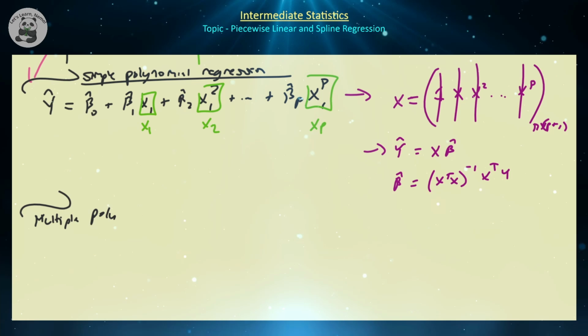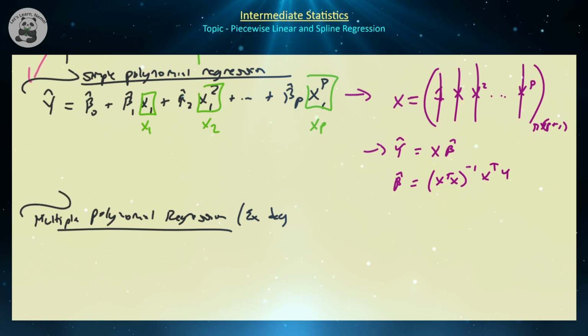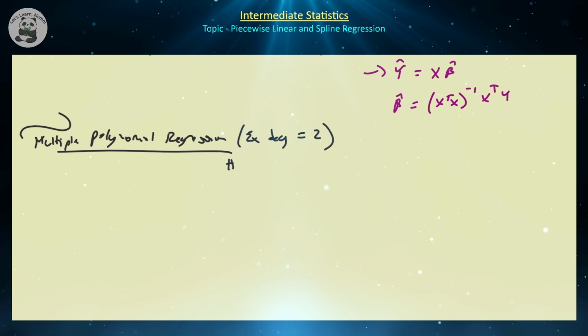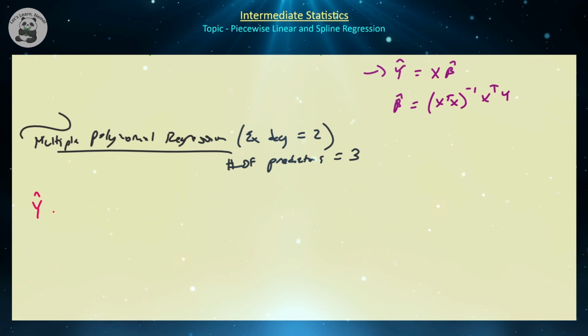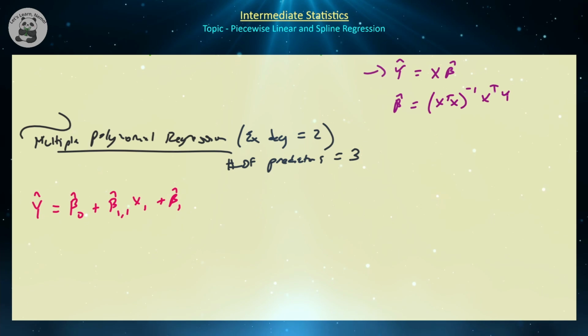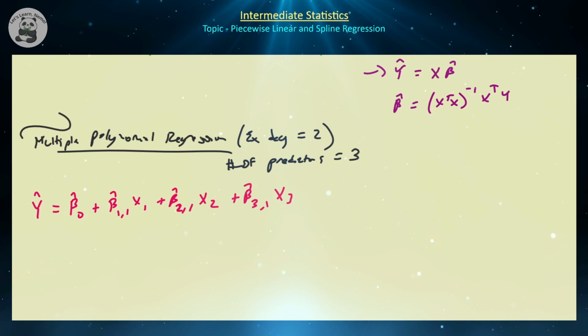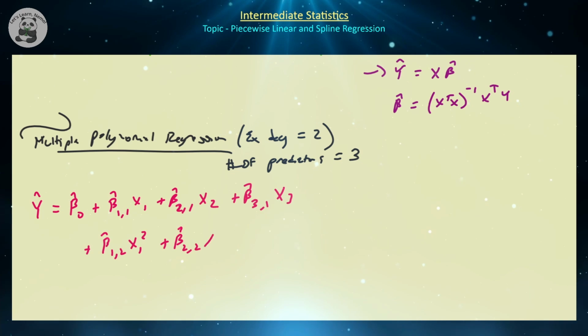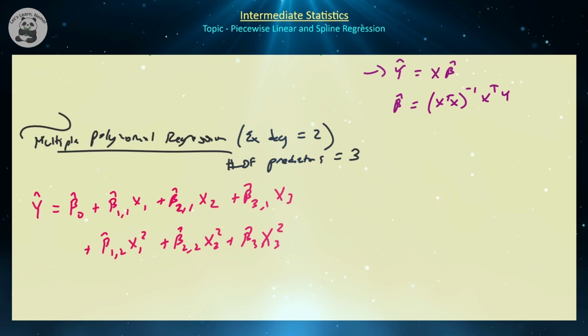So multiple polynomial regression. For example, to keep things simple, let's assume we want to do a multiple polynomial regression model of degree 2, and let's assume that the number of predictors is equal to, let's say, 3. So our predictor model is going to be of the form beta hat 0 plus beta hat 1,1 x1, plus beta hat 2,1 x2, plus beta hat 3,1 x3, and then plus beta hat 1,2 x1 squared, plus beta hat 2,2 x2 squared, plus beta hat 3,2 x3 squared, and that would be our degree 2 terms.